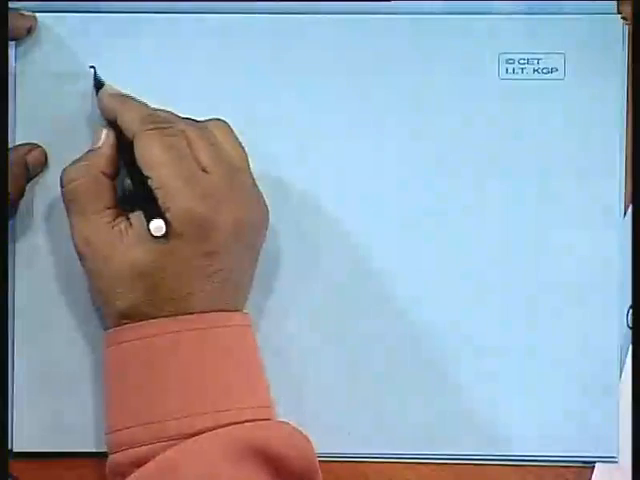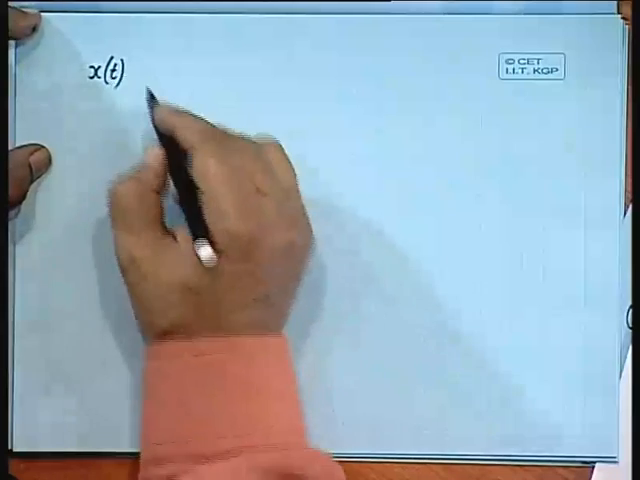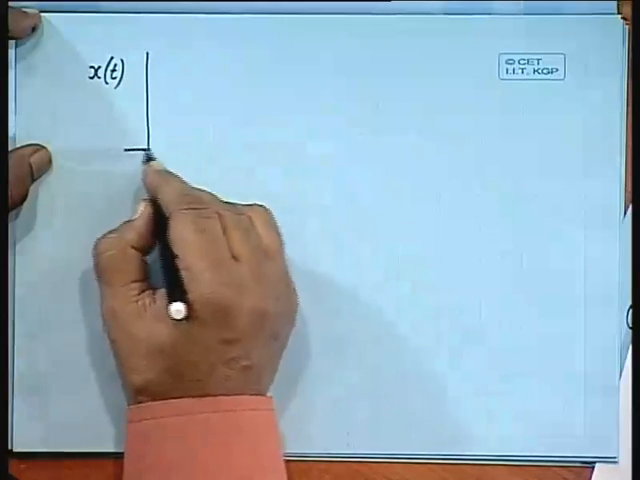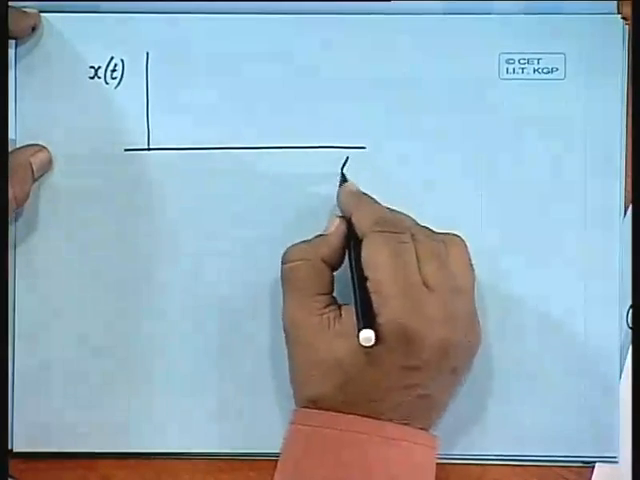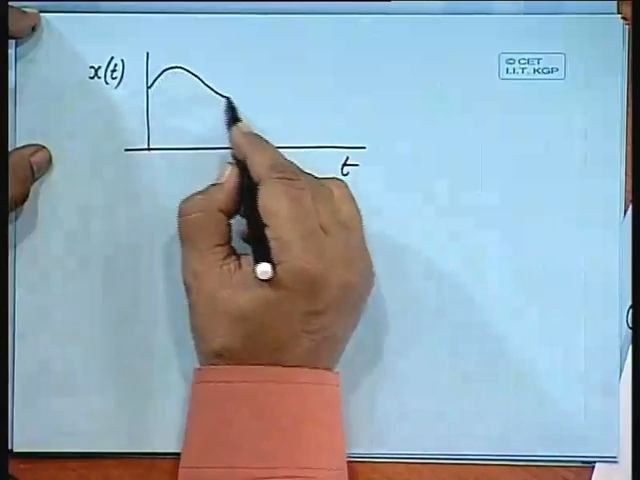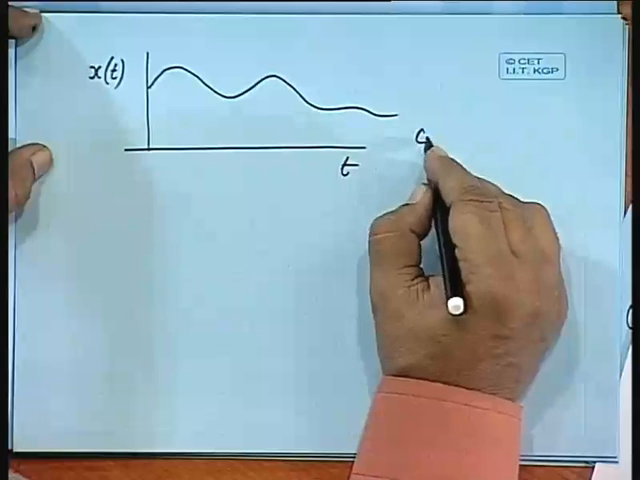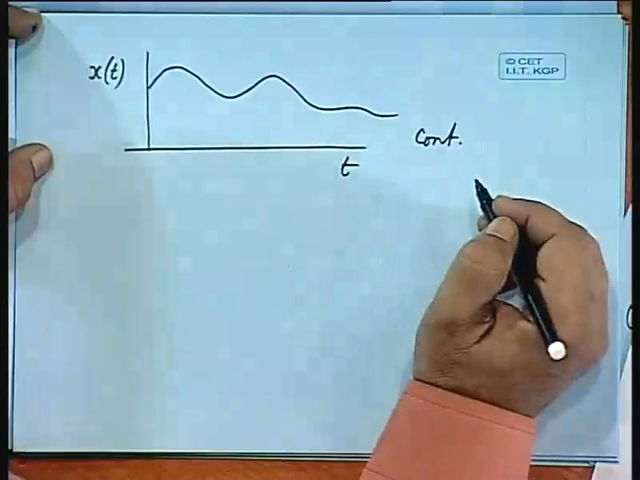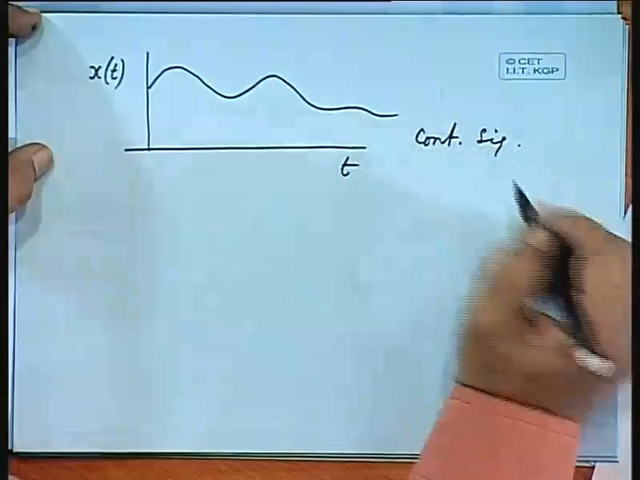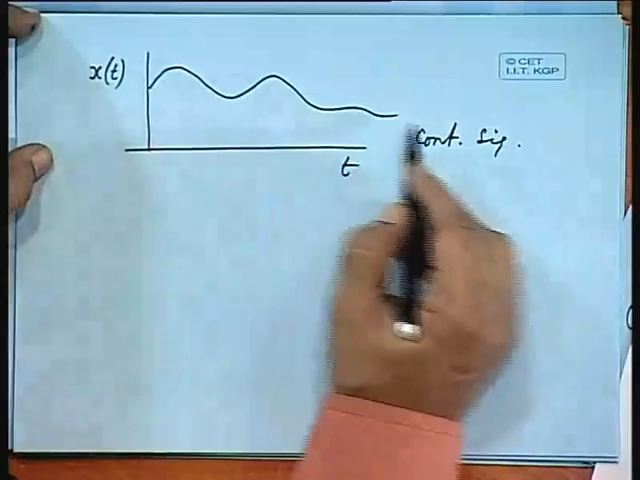So with this much of brief idea about signals, let us see what are the different types of signals that we come across or that we deal with in systems. If we define x(t) as a signal in the time domain, this is a continuous domain signal. That is, it is a continuous function of the variable t.